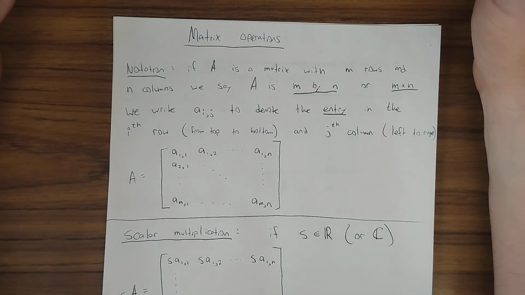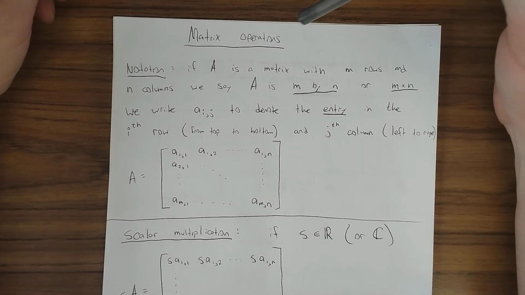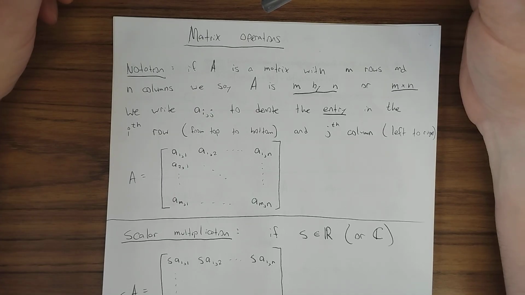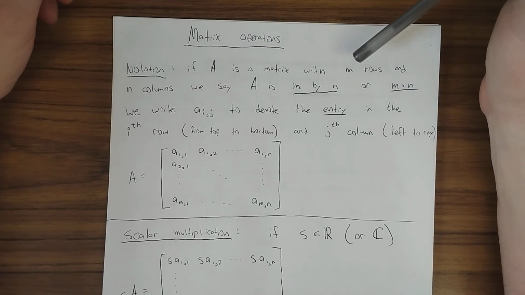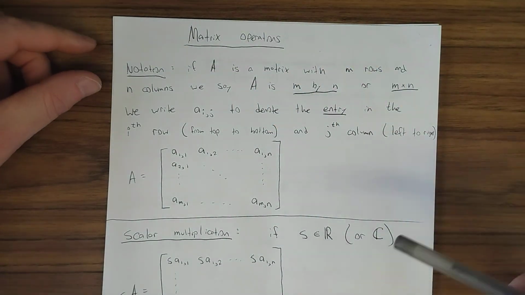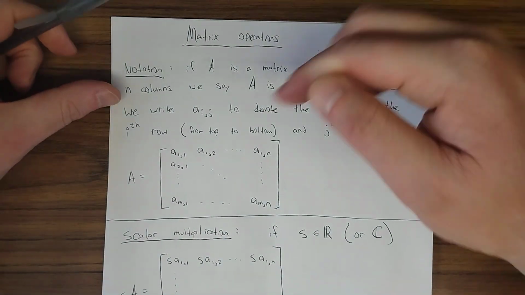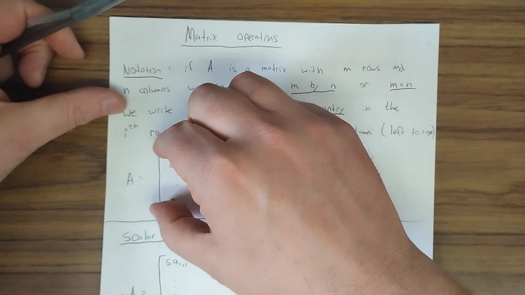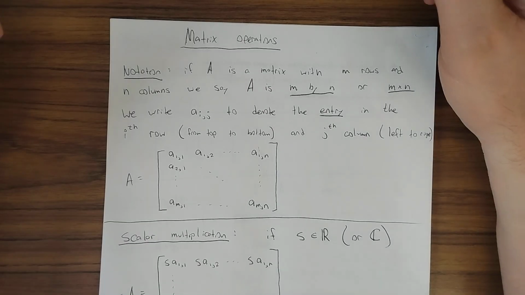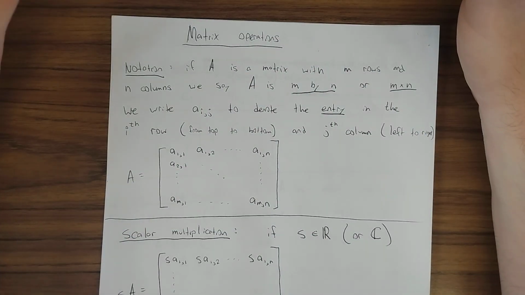So let's learn about matrix operations. First of all, here's some notation I'm going to use. I'm going to use capital letters for matrices typically. So if A is a matrix with M rows and N columns, the rows are horizontal. If I say M rows, that's the height of the matrix from top to bottom. And N columns, that's the width of the matrix.